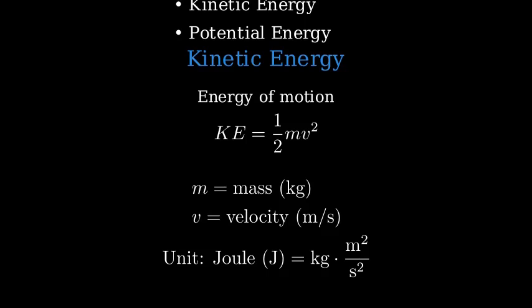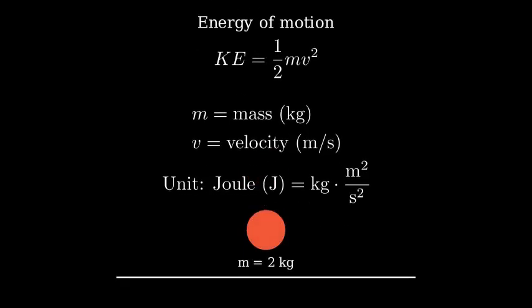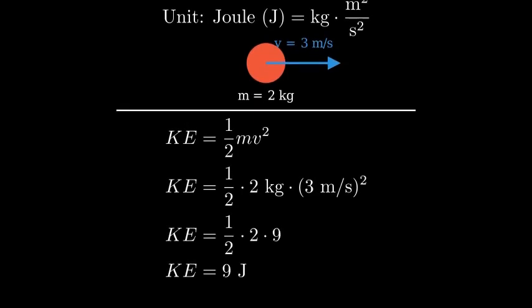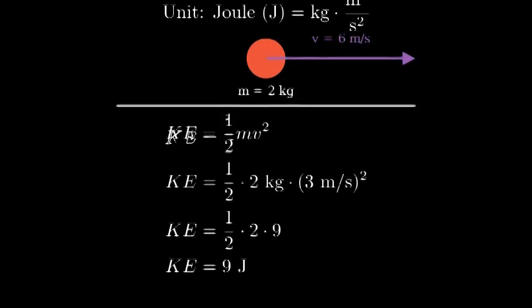Let's see kinetic energy in action with a simple example. Imagine a ball with a mass of 2 kilograms. Let's calculate its kinetic energy at different speeds. When the ball moves at 3 meters per second, its kinetic energy is KE equals 1/2 times 2 kilograms times 3 meters per second squared. KE equals 1/2 times 2 times 9. KE equals 9 joules.